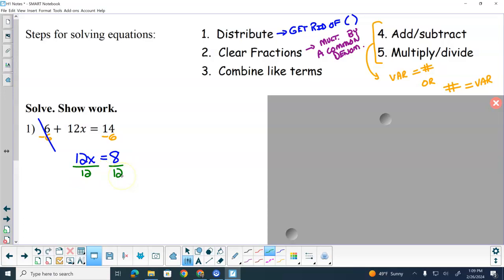Lasha, do you remember why we're dividing by 12? To get the variable all by itself. Yep, that's our goal. Remember, any number divided by itself is 1. So if that was 100x divided by 100, you get 1. So now we're left with x equals what? Do I like the fraction 8 over 12? No, I don't. Will, what can I reduce it by? You can turn it into 2/3, reducing it by 4, dividing both top and bottom by 4.